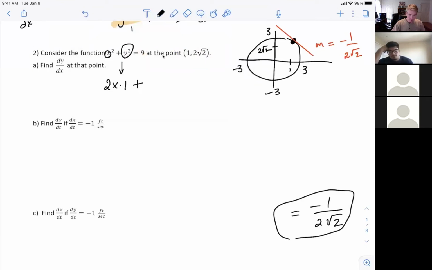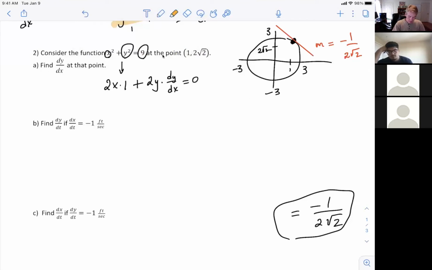Plus, now move on to the y squared. And its derivative would be 2y. And then I need to do the chain rule. So take the derivative of the y. And so you could call that dy dx, or you could call it y prime, whichever. And then on the right side, what's the derivative of 9? That is 0.